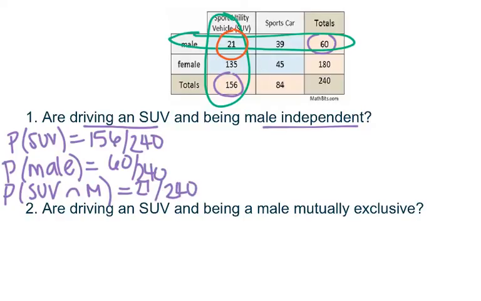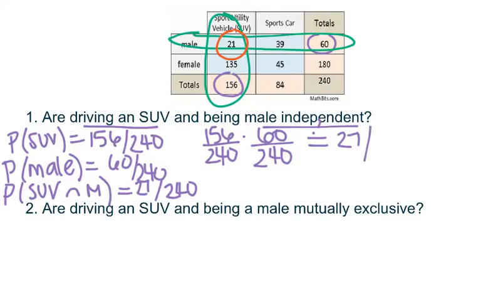Okay, so the independence test says that if you take the two individual probabilities and multiply them, and it's equal to the probability of both, then it's independent. So we set this up. We're going to multiply the probability of driving an SUV and the probability of being male. And you can even put a little question mark on top, because we're testing to see if that's equal to 21 out of 240.